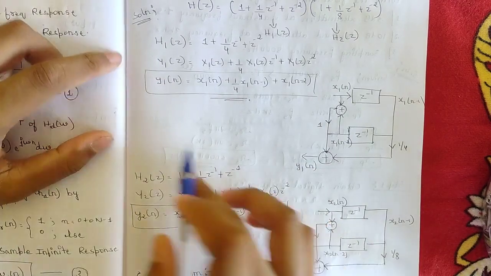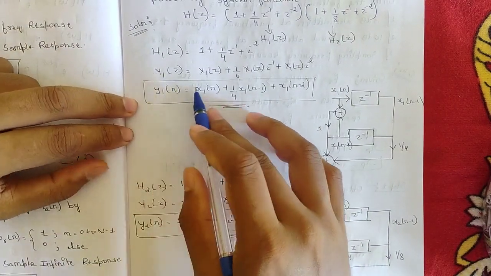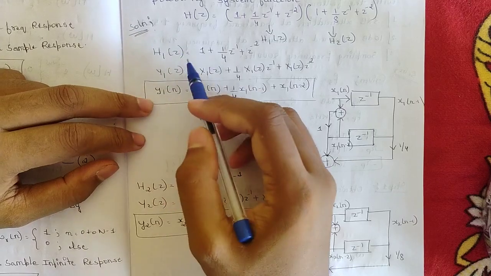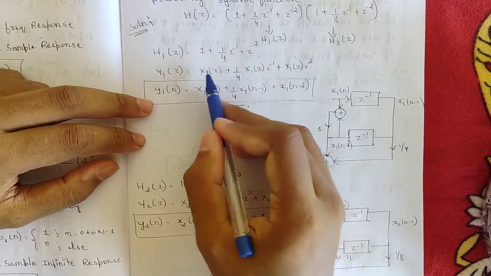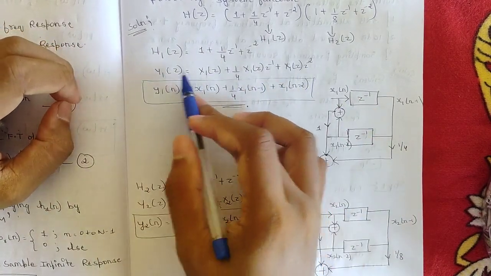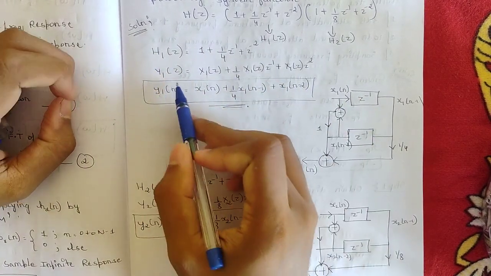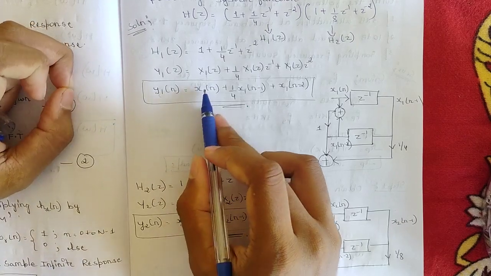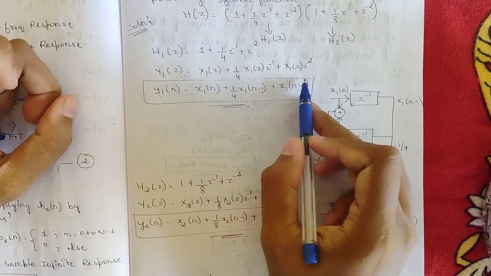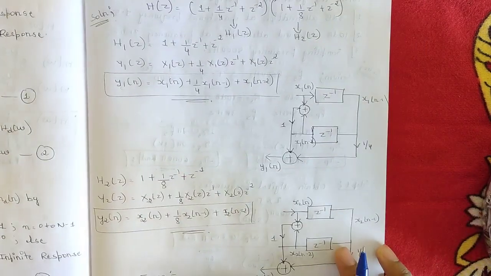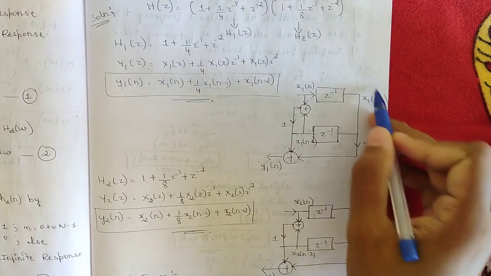I'm not going to explain this in detail because I have explained it in my theory classes, so you can note it down. Since this is a transfer function, Y1(z)/X1(z), I have directly multiplied X1(z) to this term. Then take the inverse transform. So this would be y1(n), equal to x1(n) + 1/4 x1(n-1) + x1(n-2). For this, write the direct form structure like this.